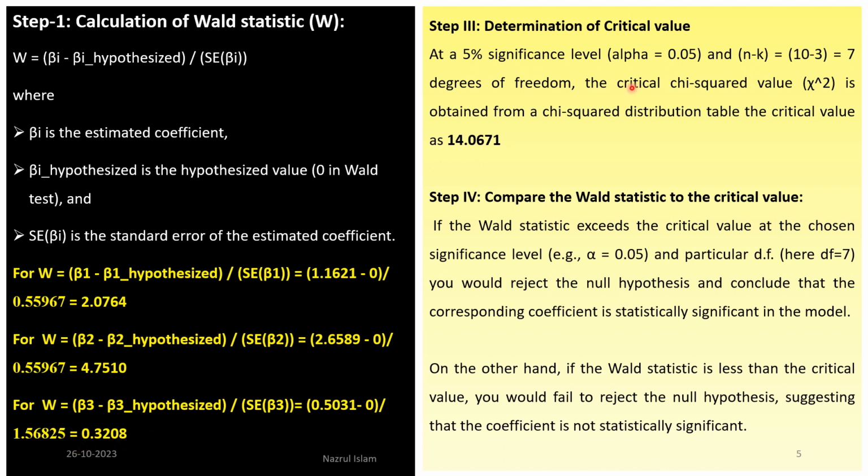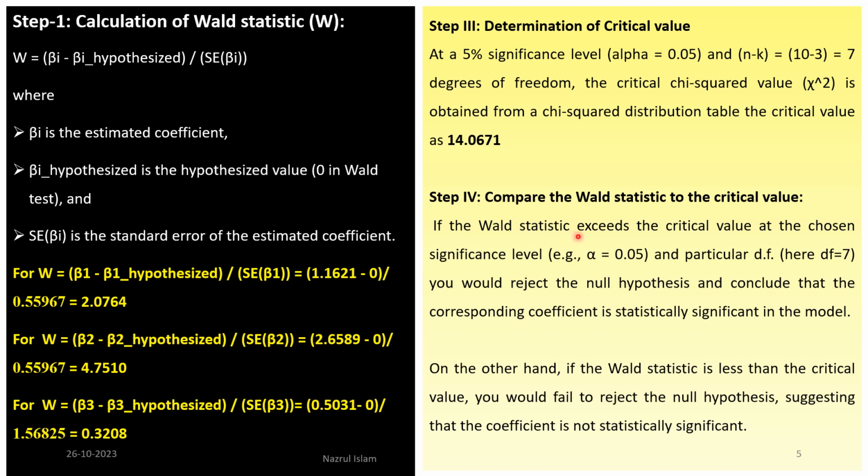In step 3, we have to determine the critical value. We will get this critical value from the chi-square table under the 5% significance level, that is alpha is 0.05, and under n minus k degrees of freedom, that is 10 minus 3 equal to 7. The critical value is 14.0671. In step 4, we have to compare the Wald statistic to the critical value.